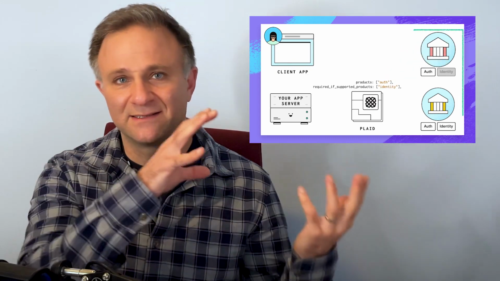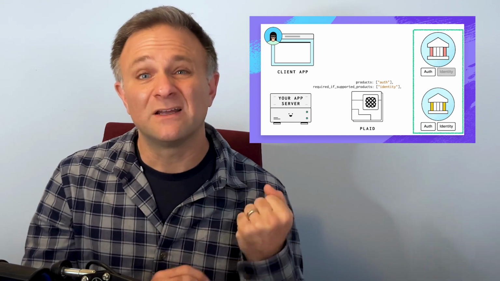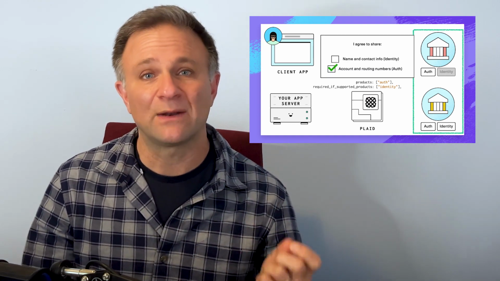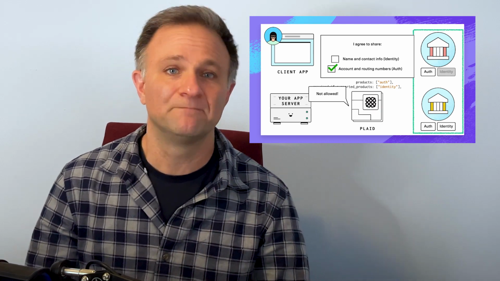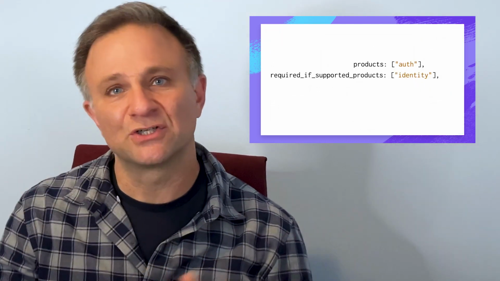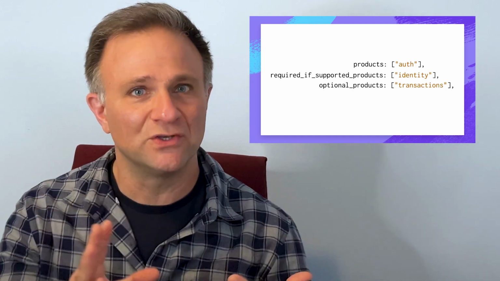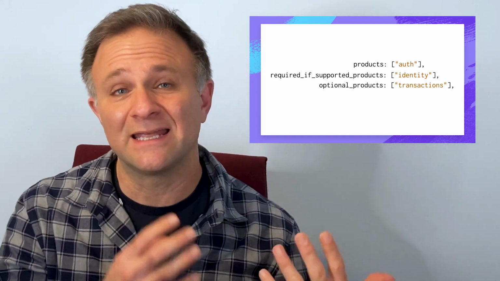Users can still connect to this set of banks just fine, but if a user connects to one of these OAuth banks and doesn't check that consent box, Plaid will give them an error and ask them to try again. Now the next level down from that is the optional products array. These are for products that are truly optional. There's a pretty good chance you'll want to use them, but your app will still work fine if you can't.